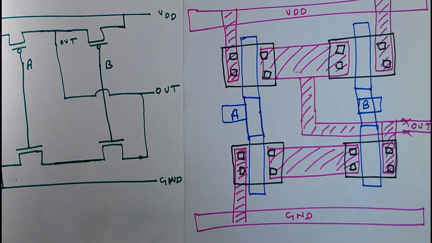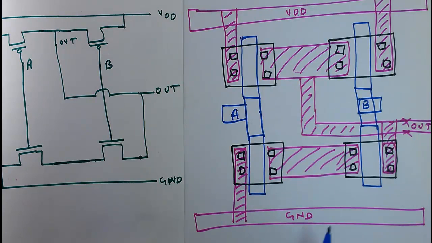Now what is remaining is the N-well connection for the PMOS and substrate connection for the NMOS. I am not drawing it here. I will do it in the Cadence when we do the layout.